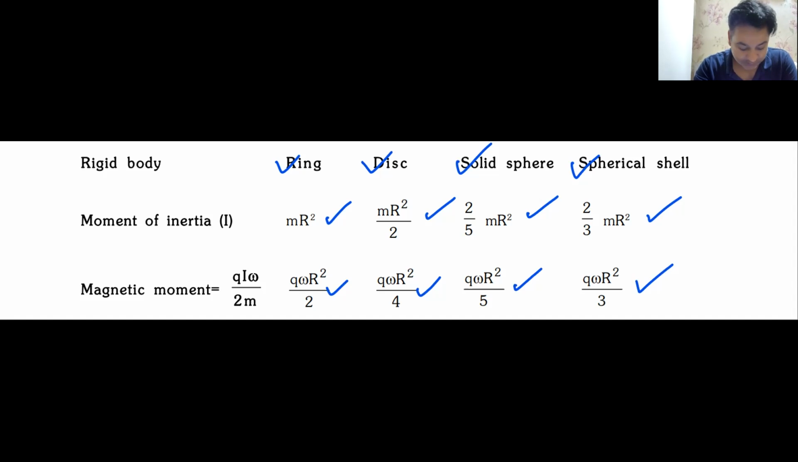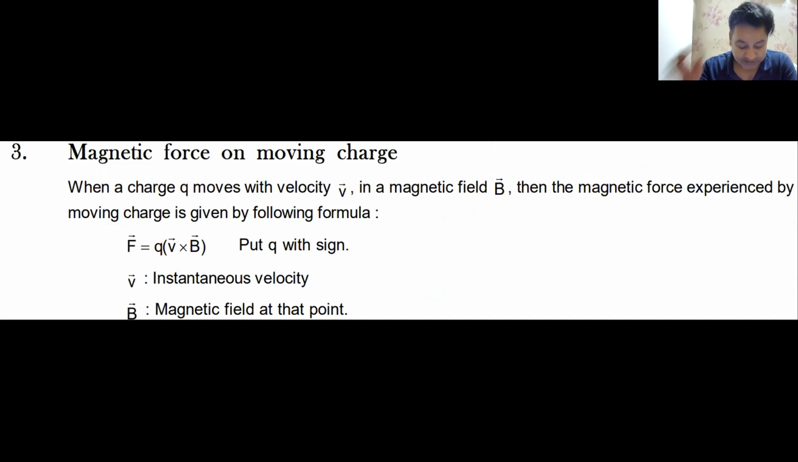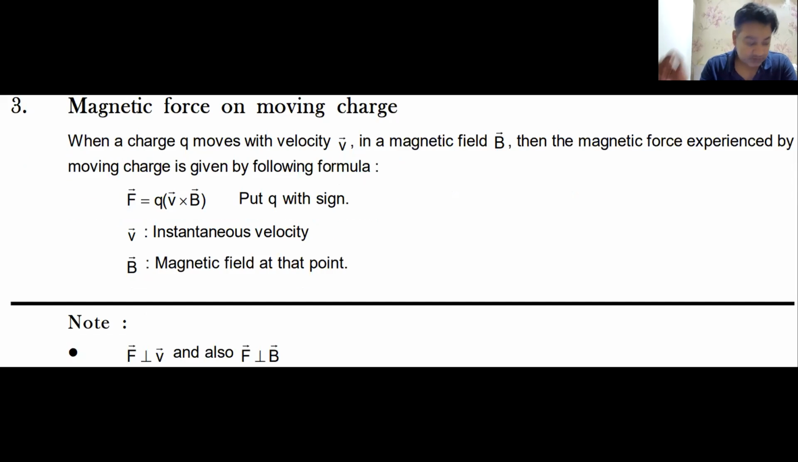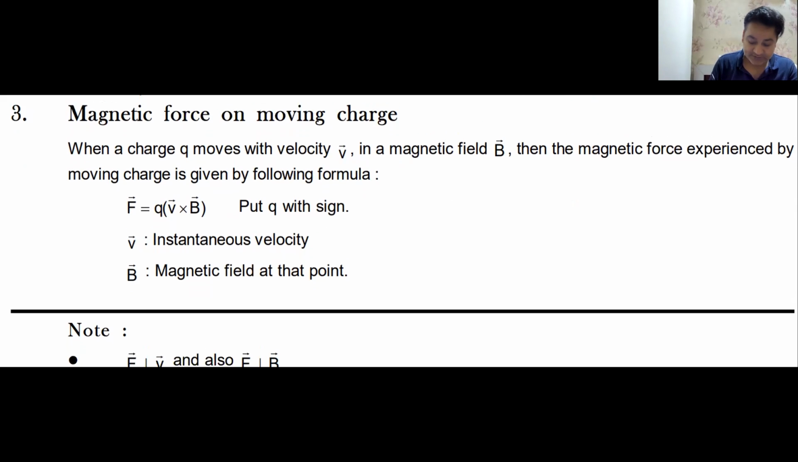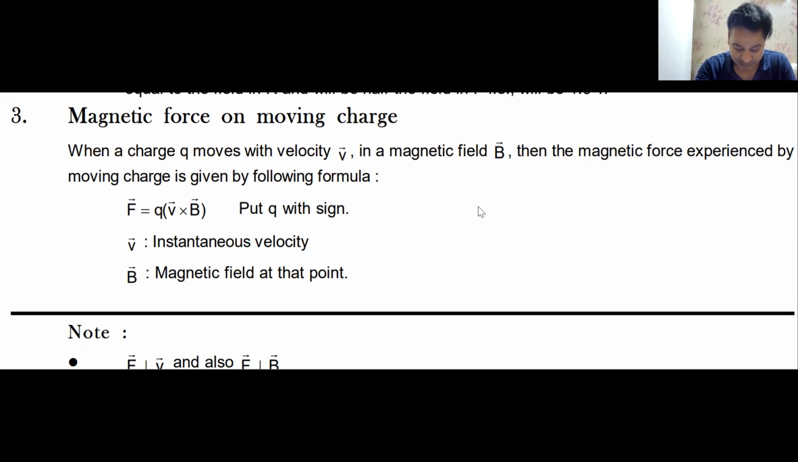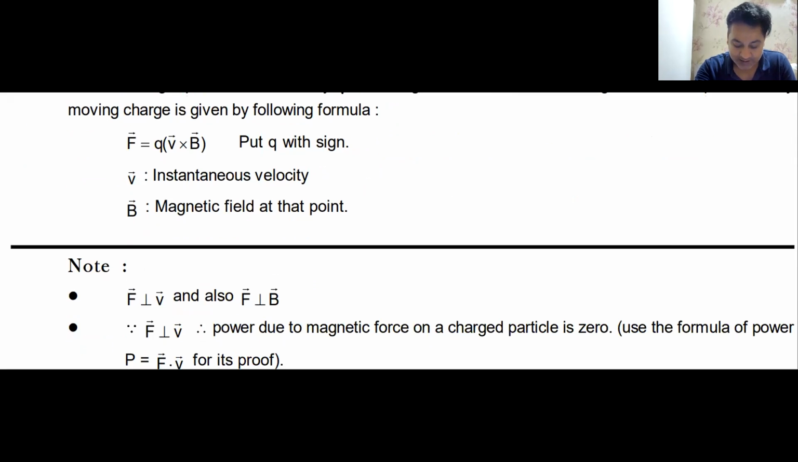Now let us quickly move on to force on a moving charge, and I must tell you that it is given by QV cross B. Yes or no? You know this is a cross product of V and B. Since it is the cross product of V and B, this force is perpendicular to V, as well as perpendicular to B. It is perpendicular to both V and B.